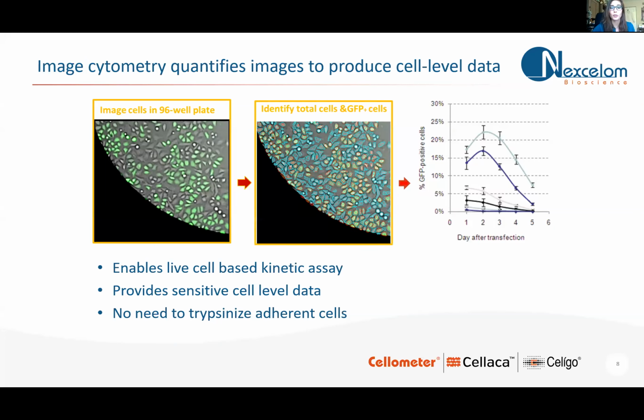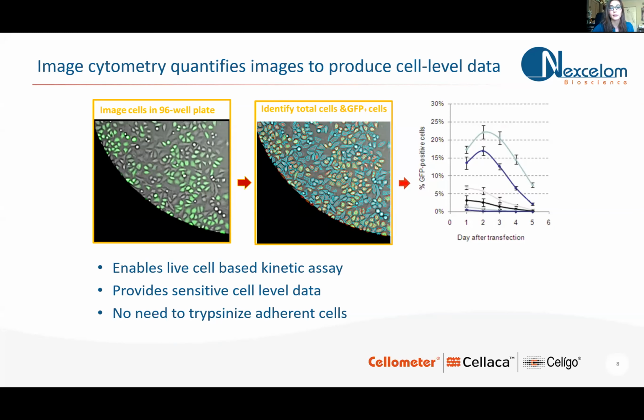So image cytometry is slightly different than flow cytometry and slightly different from fluorescent microscopy in that it merges some of those components to quantify images to actually produce cell level data. So it enables you to collect fluorescent-based and bright field images using fluorescent microscopy principles, but then analyze those in a manner that you would with flow cytometry data.